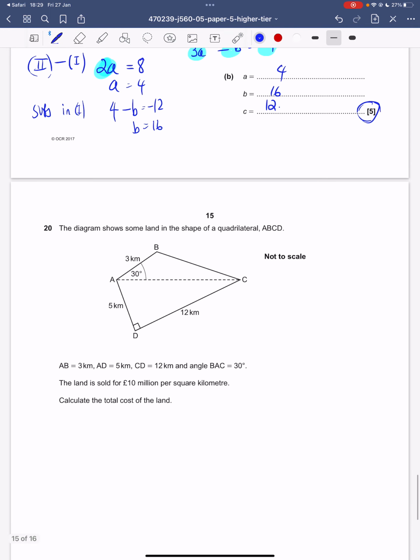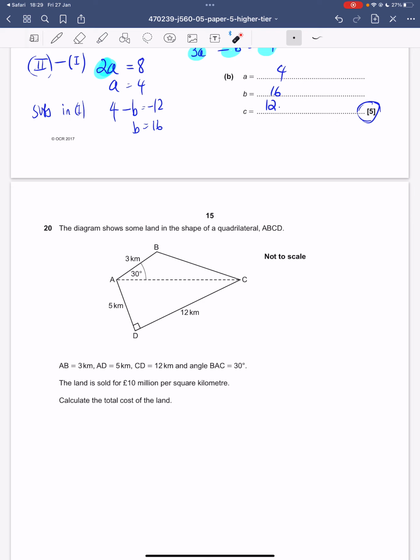Right, question 20. Diagrams make you work hard, don't they? The diagram shows some land in the shape of a quadrilateral, A to B to C to D. So what have we got here? Got a right angle there, 30 degrees there, 3, 5, 12 there. I've checked that. The land is sold for £10 million per square kilometre.